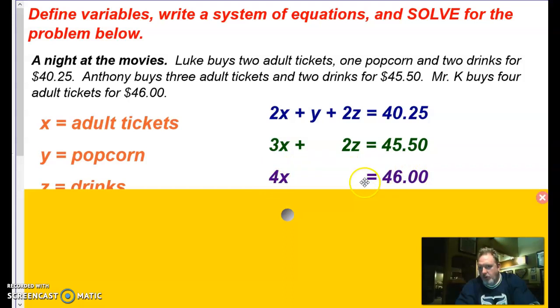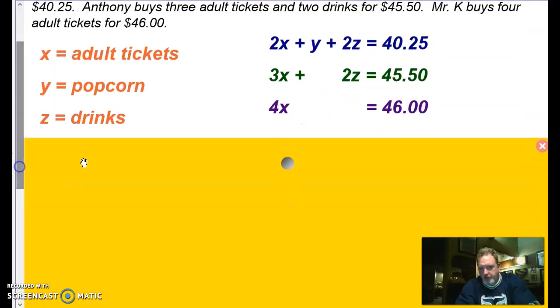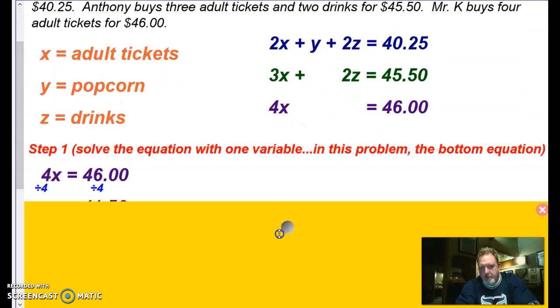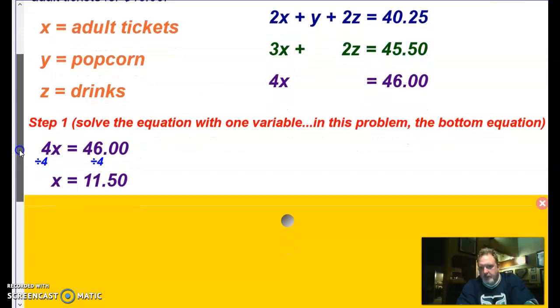And hopefully you see here, this is where we want to start. This equation's already singular in the fact that it only has 1 variable. And so we're going to start there by solving for x. So I'm simply going to divide 46 by 4. And by doing that, I already know that the price for an adult ticket is $11.50. Now that I know x, I'm going to plug it into this middle equation and solve for z.